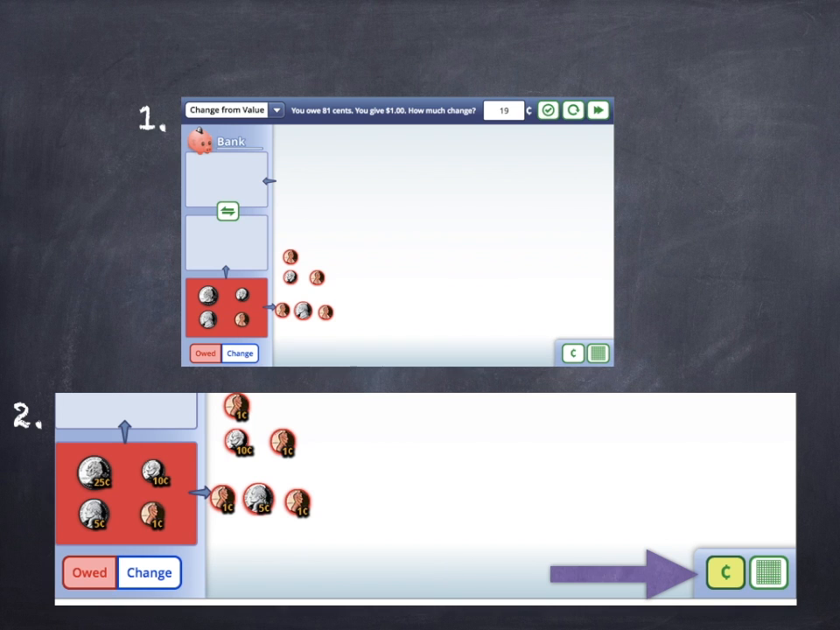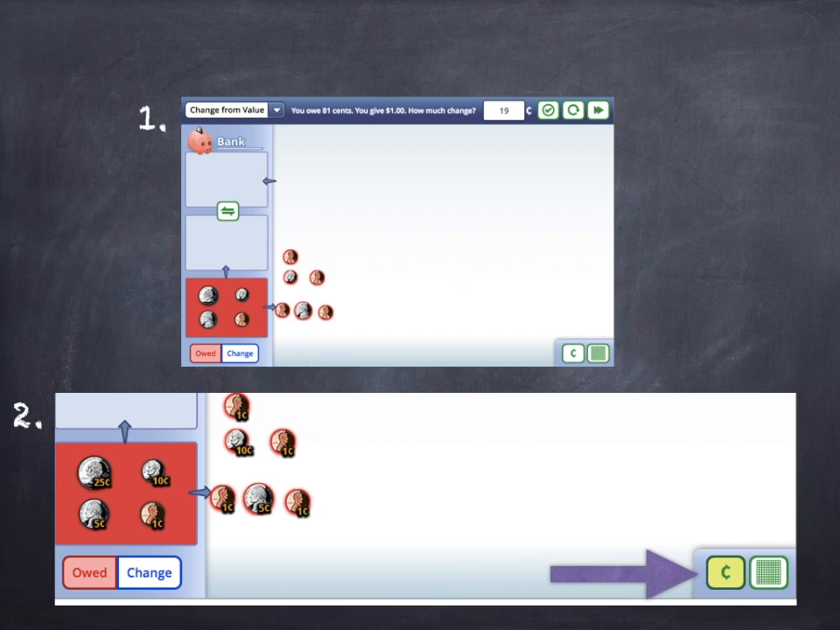So in the very last game, we are changing values. So you're given a scenario. You owe 81 cents. You give someone $1. How much money would you get back? So we have these coins in the far left side on the bottom, where we can grab our denominations. And as you can see, I went ahead and grabbed a dime, a nickel, and 4 pennies.